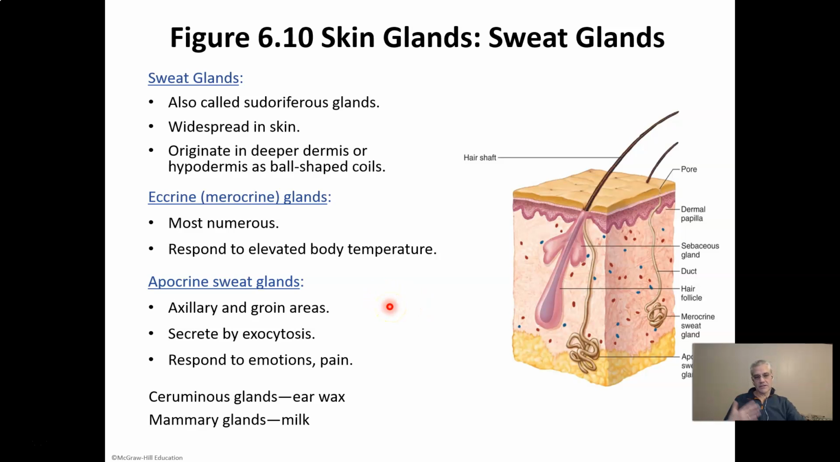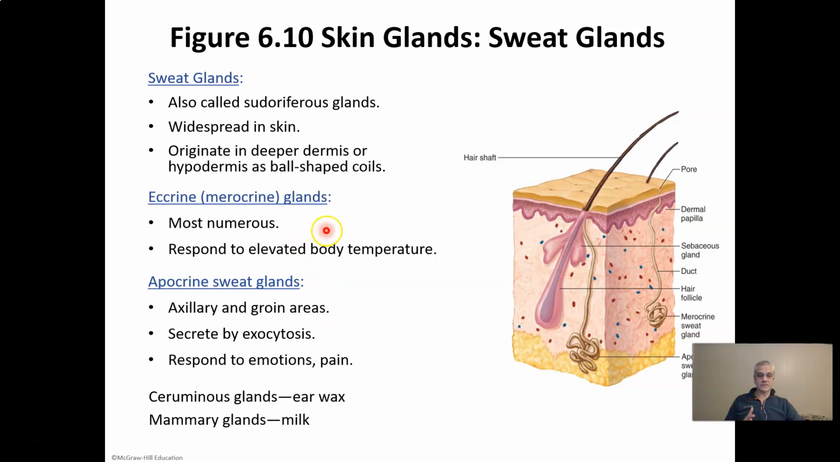There's another sweat gland that you have called an Apocrine sweat gland. Apocrine sweat glands are found in two big areas of the body, and that is the axillary and groin area. So axillary is your armpit, and groin is between the legs, or where the legs meet the pelvis. They tend to be more odor-producing, odoriferous.